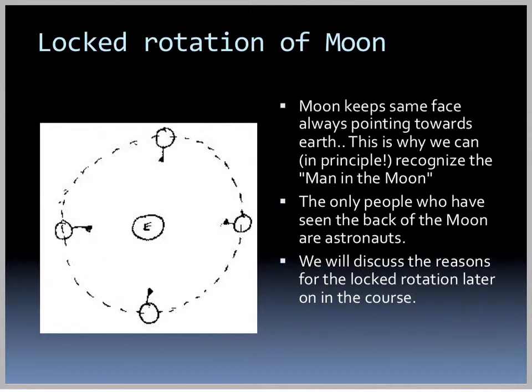the moon's rotational period is the same as its orbital period. The moon rotates once for every time it goes around, so the same side is always pointing towards Earth.